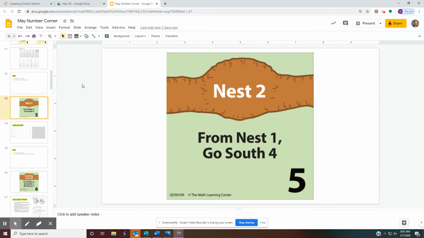marker. So here, what we want you to do is to pause the video and add the nest number 2, where you go south four spaces or four lines from nest 1. So go ahead and make sure you record the coordinates on your coordinate graph and show us where that is.